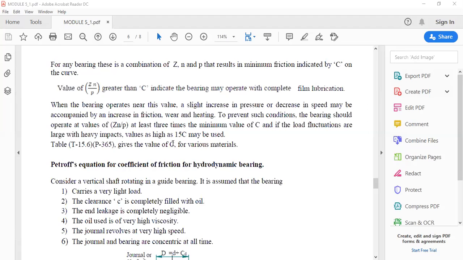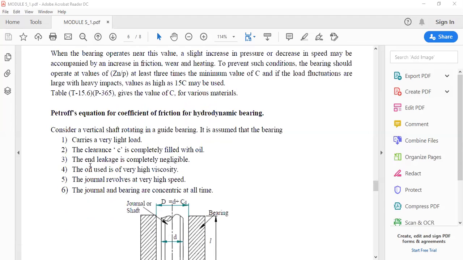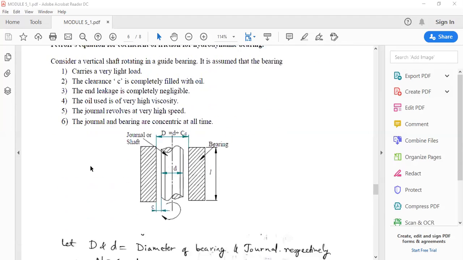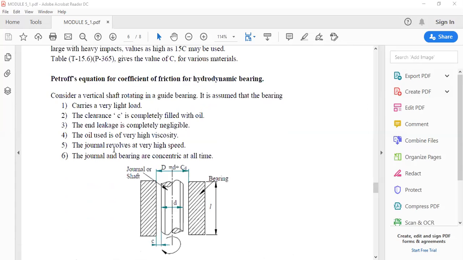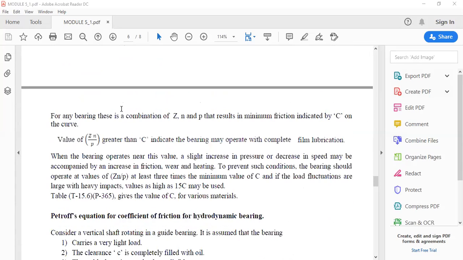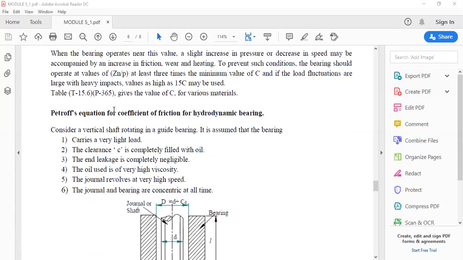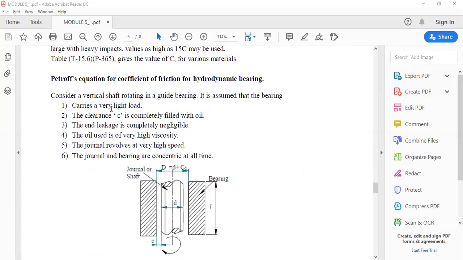So that's why Zn by P should be selected greater than C, to form proper film lubrication. So this is related to the significance of the bearing characteristic number.